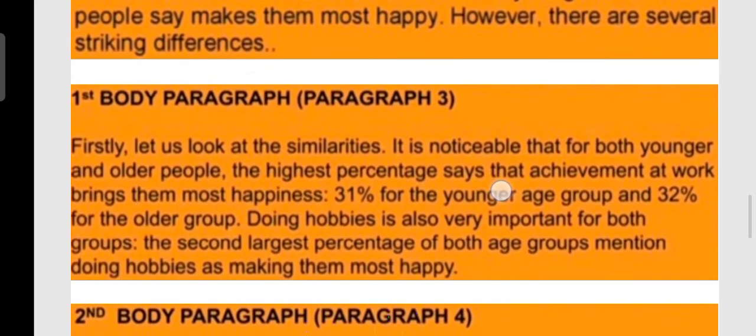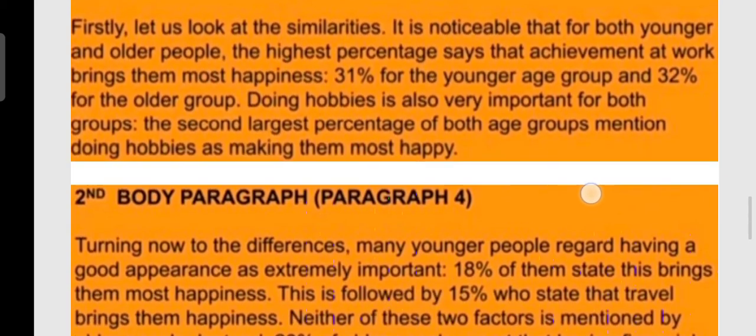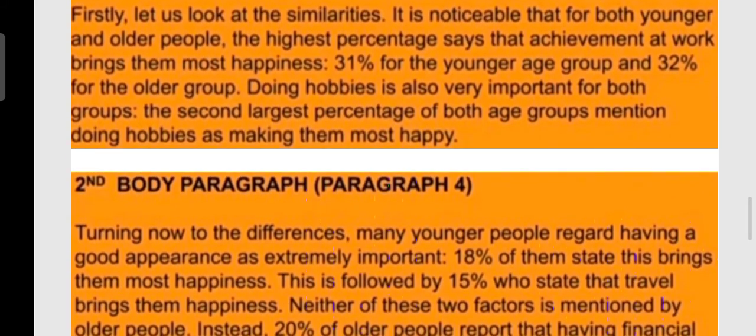First paragraph. Firstly, let us look at the similarities. It is noticeable that for both younger and older people, the highest percentage says that achievement at work brings them more happiness: 31% of the younger age group and 32% of the older group. Doing hobbies is also very important for both groups. The second largest percentage of both age groups mention doing hobbies as making them most happy.